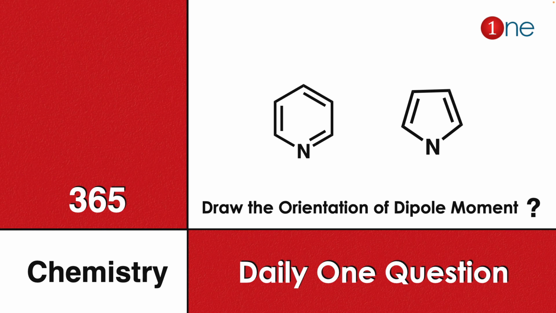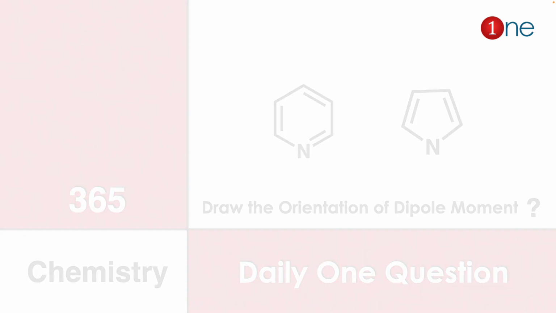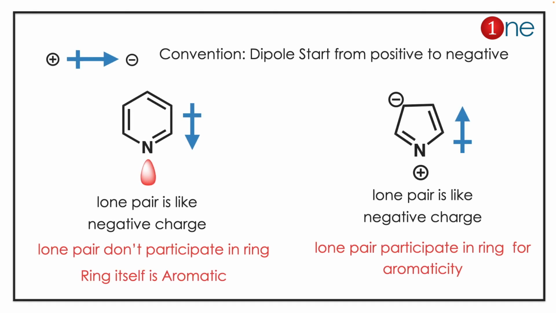Here two different nitrogen compounds are given. One is pyridine, another is pyrrole. You have to draw the orientation of the dipole moment inside the molecule. The answer is simple. You should know the fact.